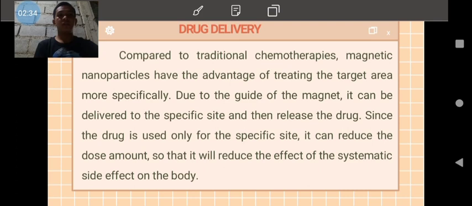Compared to traditional chemotherapies, magnetic nanoparticles have the advantage of treating the target area more specifically. Due to the guide of the magnet, it can be delivered to the specific site and then release the drug. Since the drug is used only for the specific site, it can reduce the dose amount so that it will reduce the effect of systematic side effect on the body.